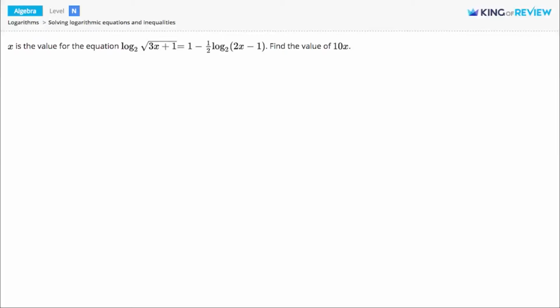Here we have to find the value of x that solves this equation so that we can then find the value of 10x. So in this equation, let's start by trying to deal with this square root inside the first log. Square roots can be written as exponents by treating the exponent as 1/2. That means the same thing as the square root of 3x plus 1.